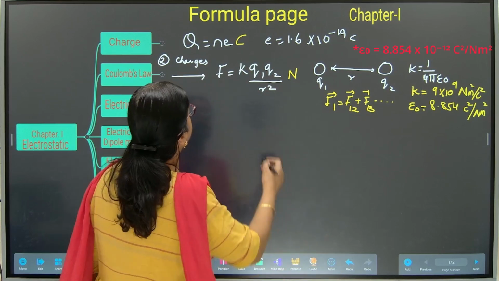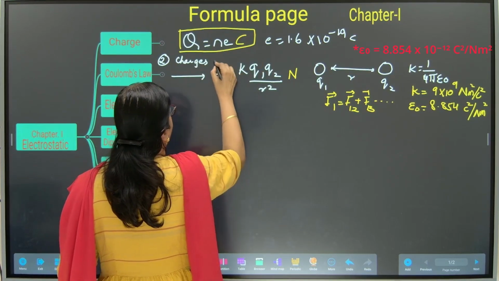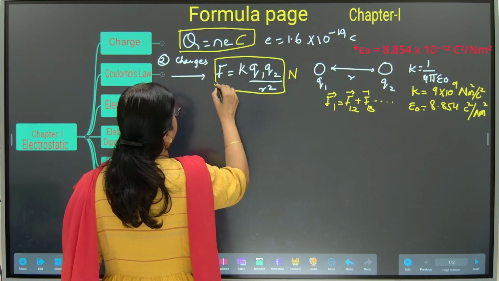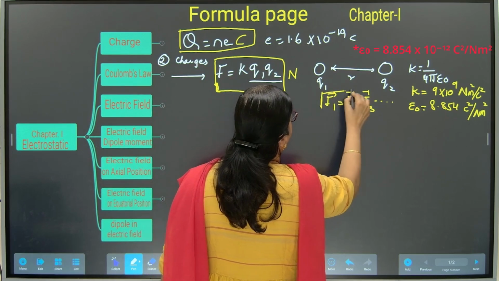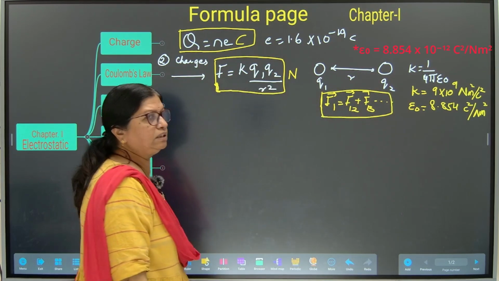Clear? So let us box this formula so that we are clear what we are talking about. This is force between 2 charges. This is force between multiple charges available around a single charge.